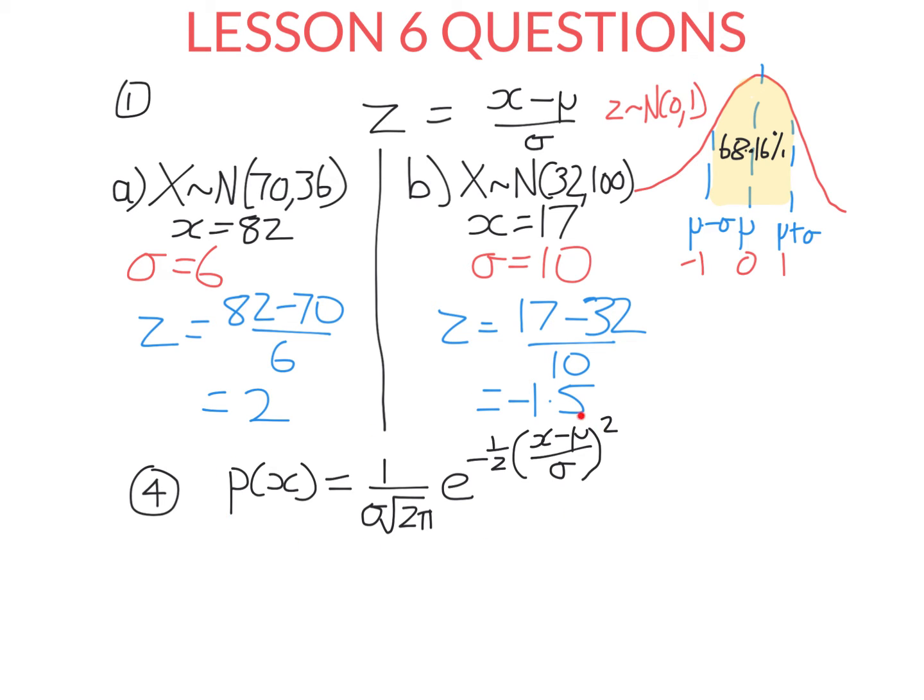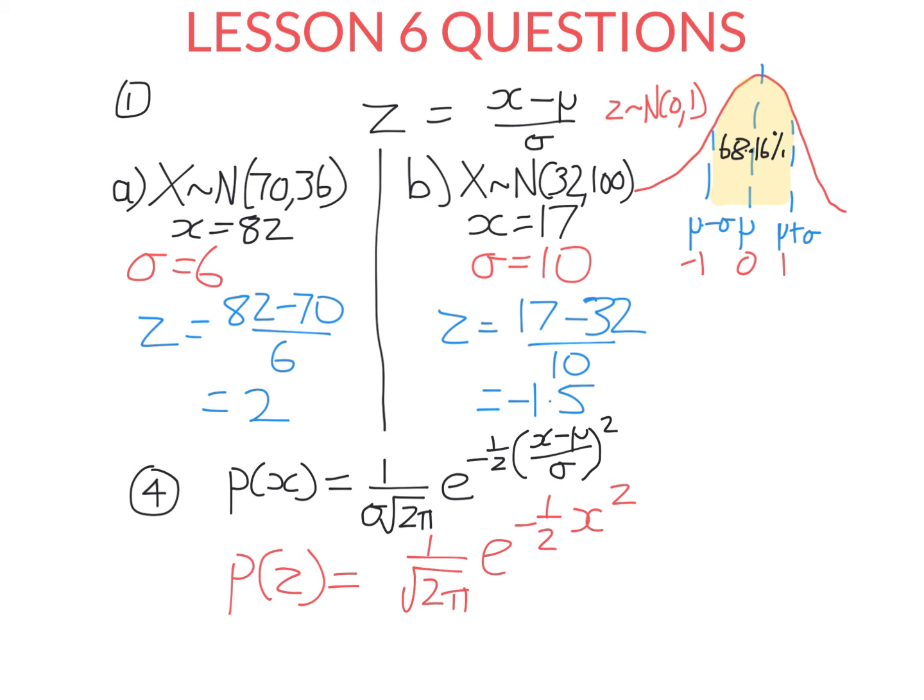So this is the general PDF of a normal distribution. Sigma is the standard deviation, mu is the mean. So in question 4, we're asked to give the PDF of the Z or standard normal distribution. So all we do is change sigma to 1 and change mean to 0. So the PDF of the standard normal distribution is just this. So the standard normal distribution is basically the distribution of z-scores.